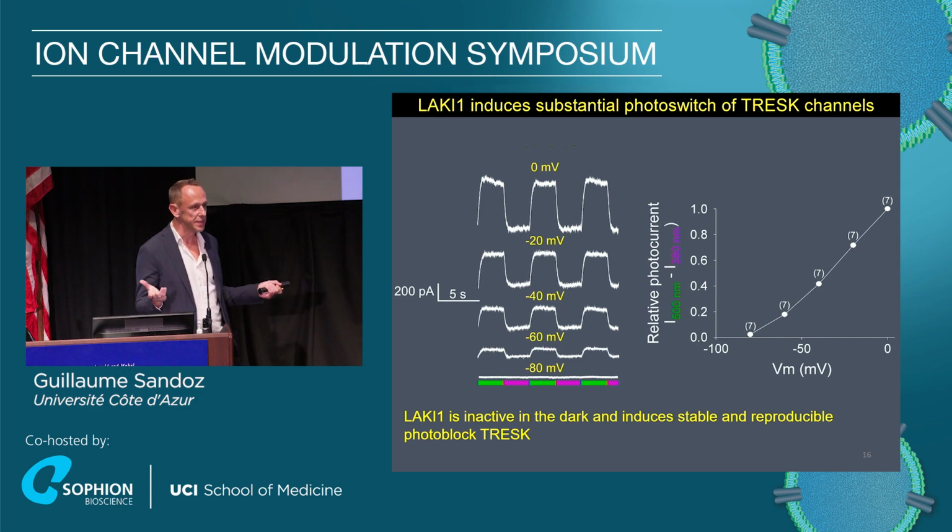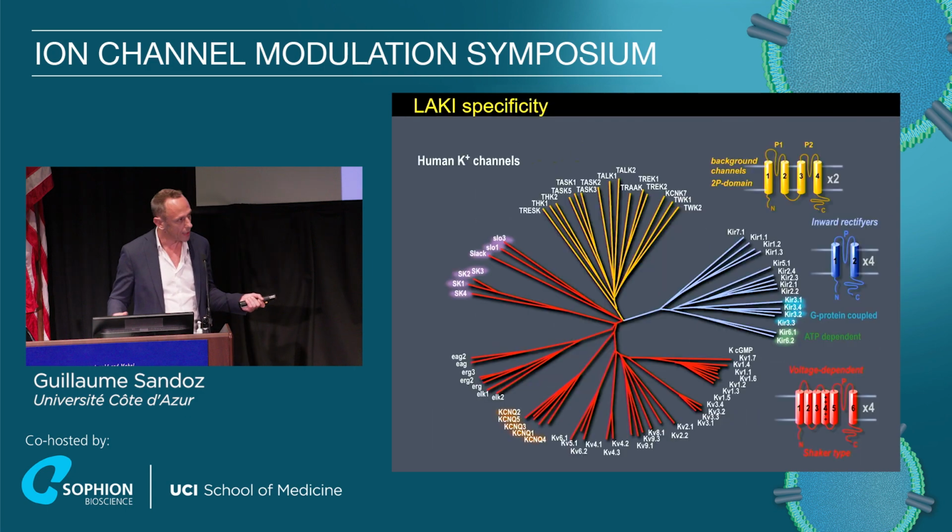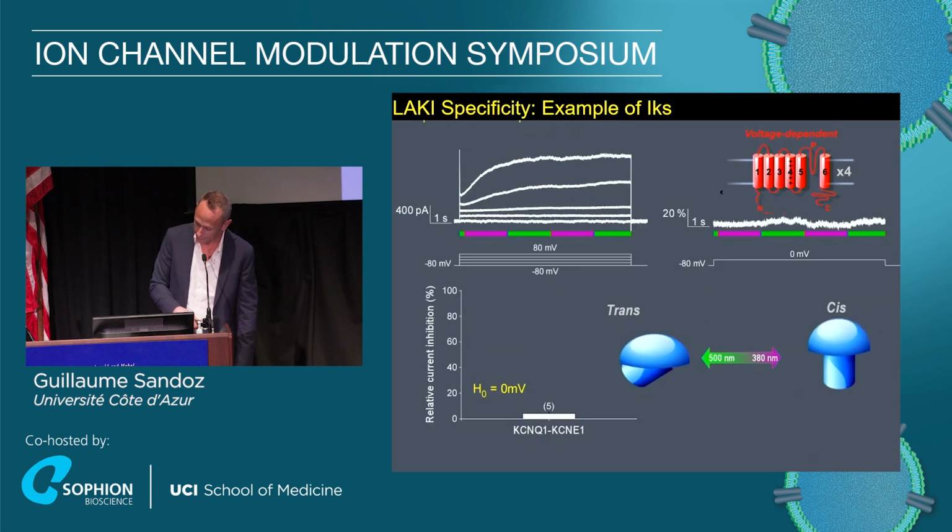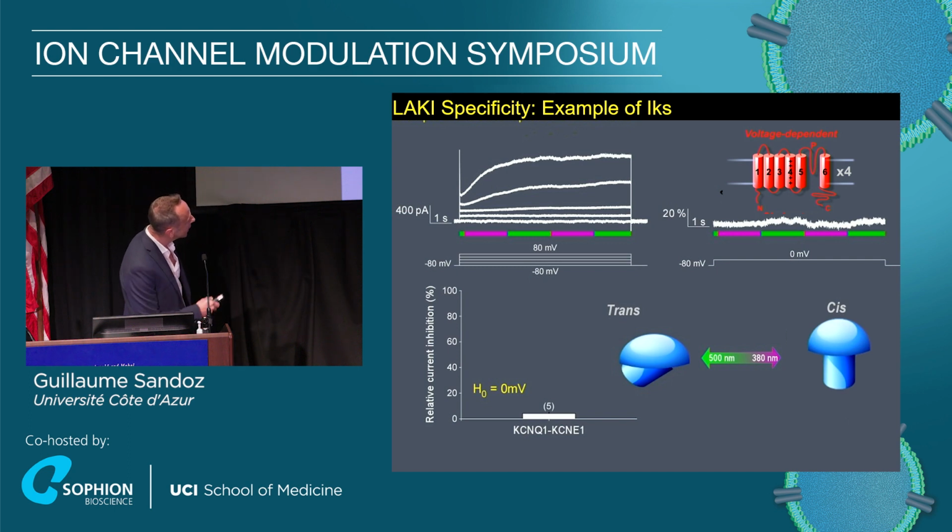What about now the specificity of this molecule? In fact, in human, close to 80 genes are encoding for potassium channels. You have the voltage-gated potassium channels, the inward rectifier channels, and also the two-pore domain potassium channels. Therefore, we tested several families for sensitivity to this molecule, and we found that none of the Shaker or the Kir channels were sensitive. In fact, as you may see here in an example of the IKs current carried by the KCNQ1 subunit associated with KCNE1, you have no regulation of the current by the light.